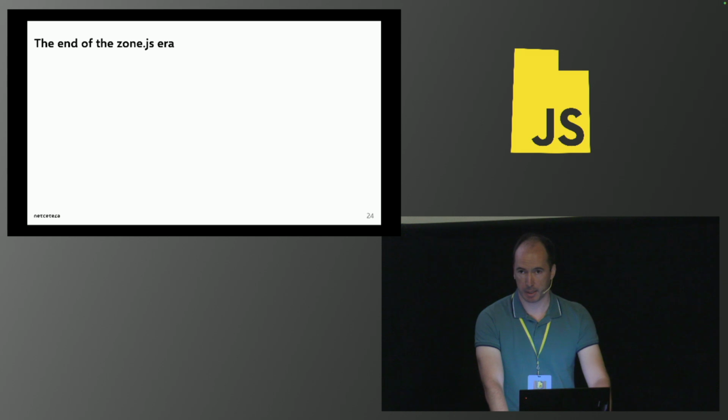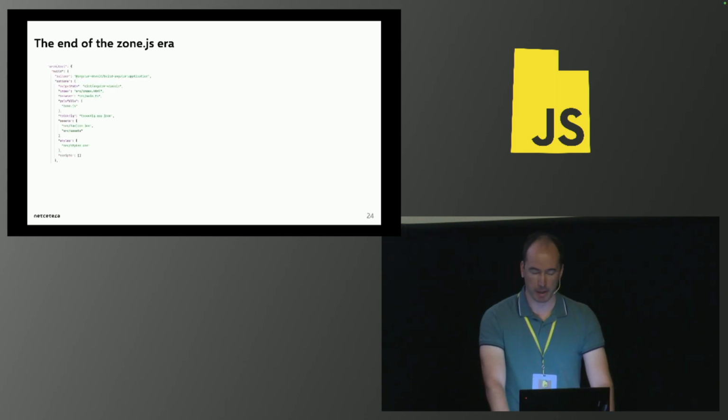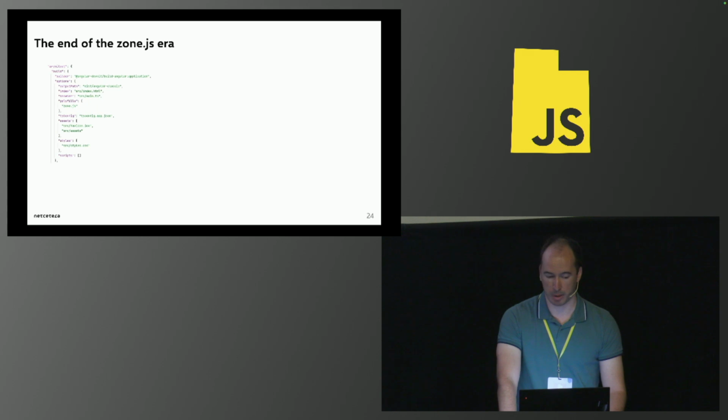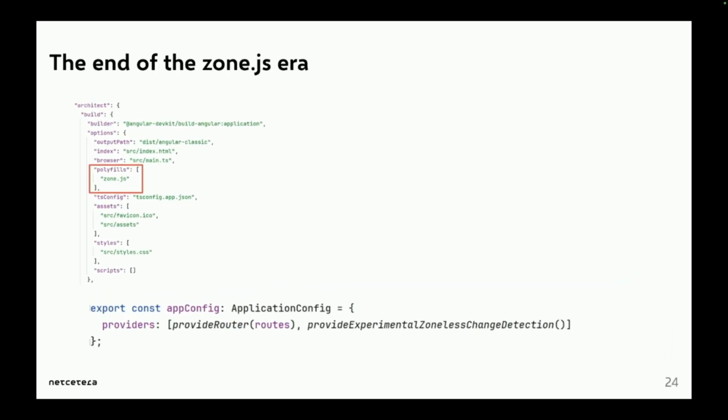And let's assume that at some point we have this, so this is the last thing in order to completely migrate. There are two final touches that you would need to do. The first one is the polyfills array, where you would need to remove zone.js. And you would also need to add this, currently experimental, but hopefully in two major releases, zoneless change detection.